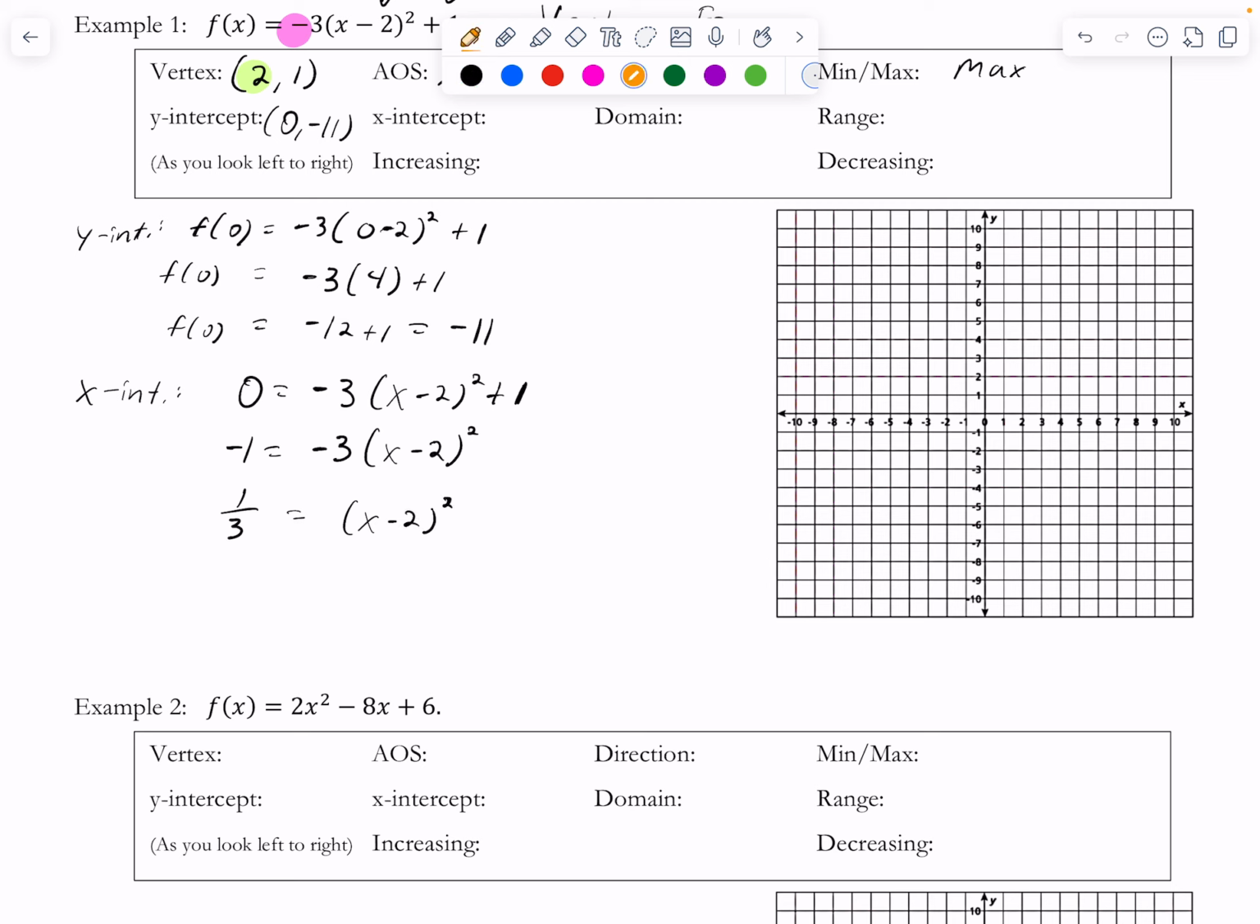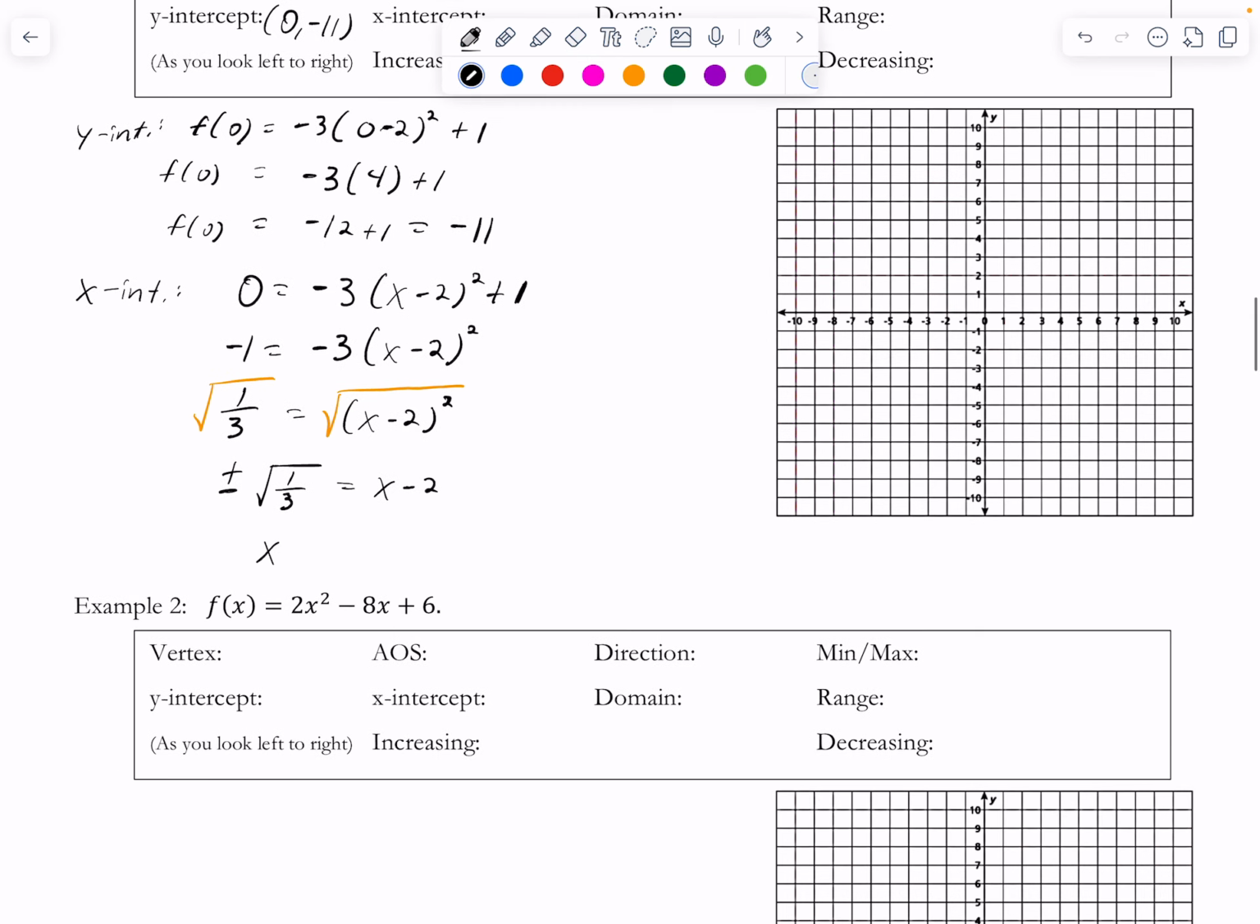I'm going to take the square root of both sides. So it's going to be plus or minus the square root of 1/3 equals x minus 2. All right, so I'm going to get x equals, move that minus 2 over, you get positive 2 plus or minus the square root of 1/3.